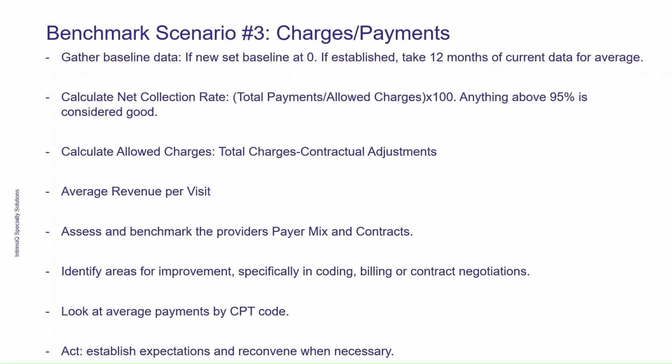And finally, we're going to act. So we're going to take what we see in that benchmarking data. We're going to take what we have calculated as far as our allowed charges or our average revenue per visit, and we're going to establish expectations with these providers. And of course, as always, we're going to go back and reconvene when necessary. So whether that be during a quarterly review or an annual review, we can still have all of this stuff that we have gathered in order to make accurate and precise expectations and set forth these expectations for those providers.